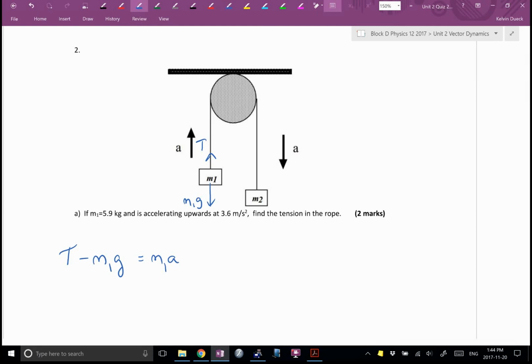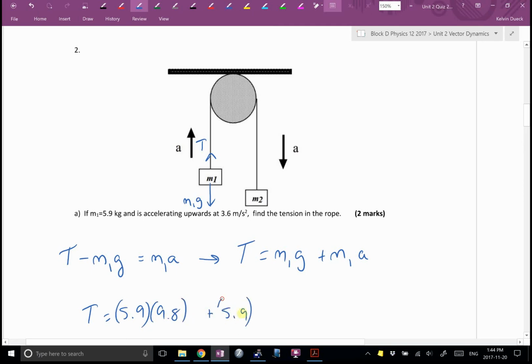I do the swappy dance to get T by itself, but it's going to be fairly similar here. I'm going to get tension equals M1G plus M1A. Tension is going to be 5.9 times 9.8 plus 5.9 times 3.6.